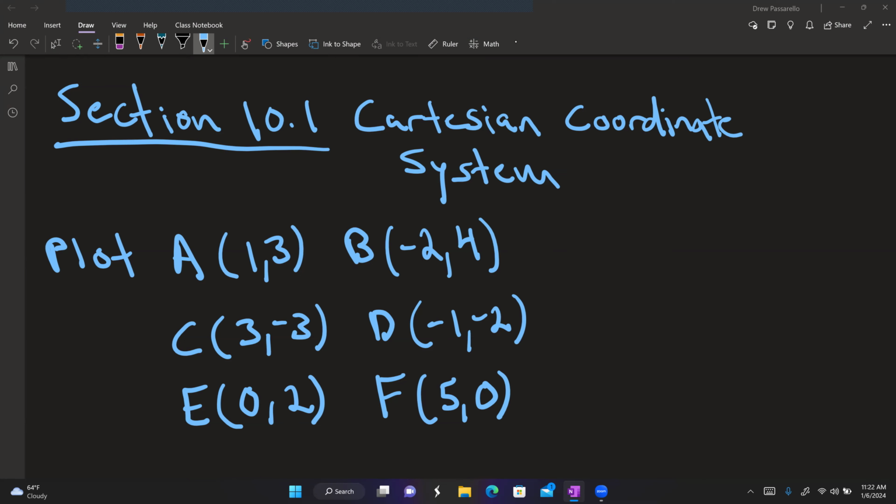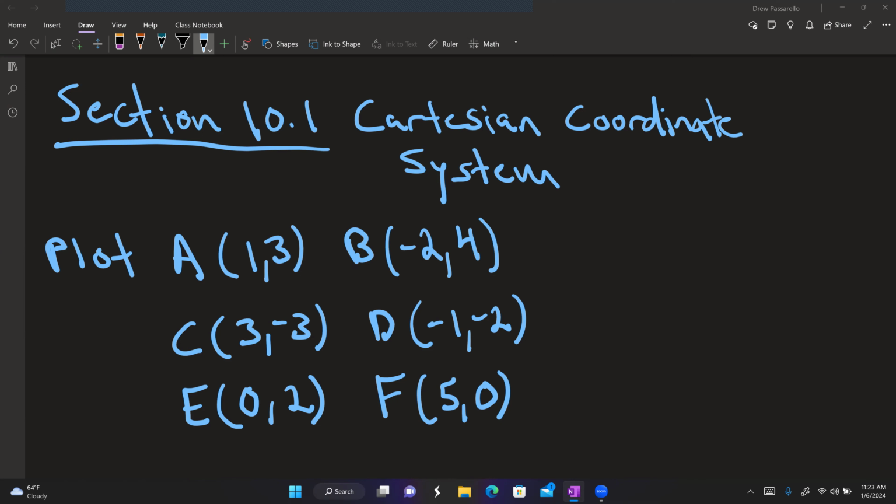But in this video, I'm just going to go over briefly section 10.1. You don't have any homework assignment from this section, but I think it's good to know the background information from this before I go into 10.2. And 10.1 is just basically dealing with the Cartesian coordinate system.